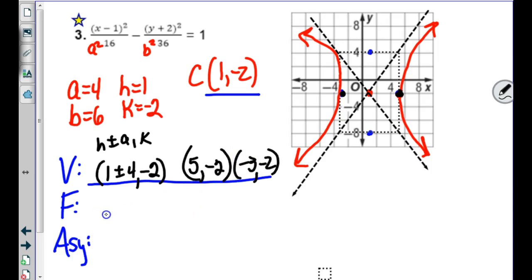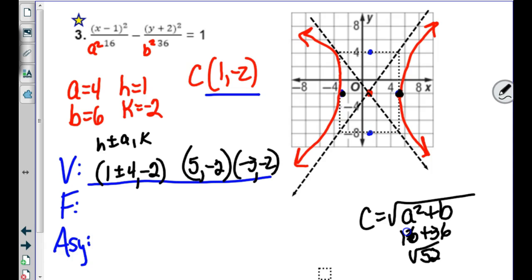Okay, we need c to be able to find the foci. And c is the square root of 16 plus 36. 4 goes in there though. What is that? 2 square roots of 13? Honestly, I would be okay if you left it square root of 52 for this. I don't care. Okay.